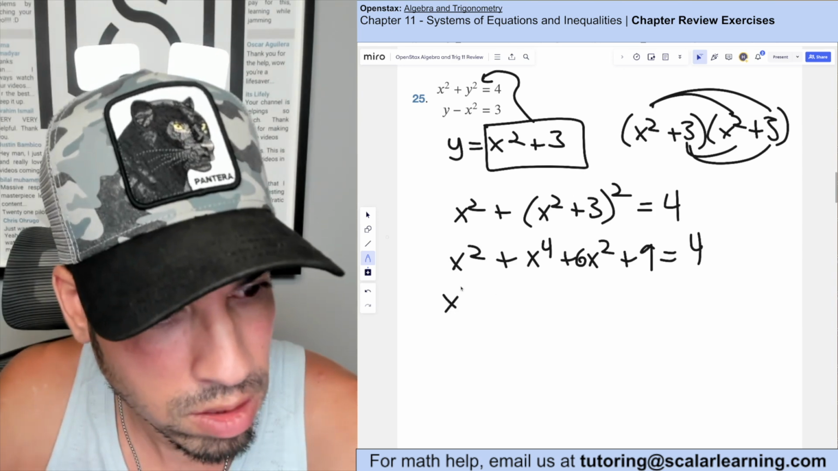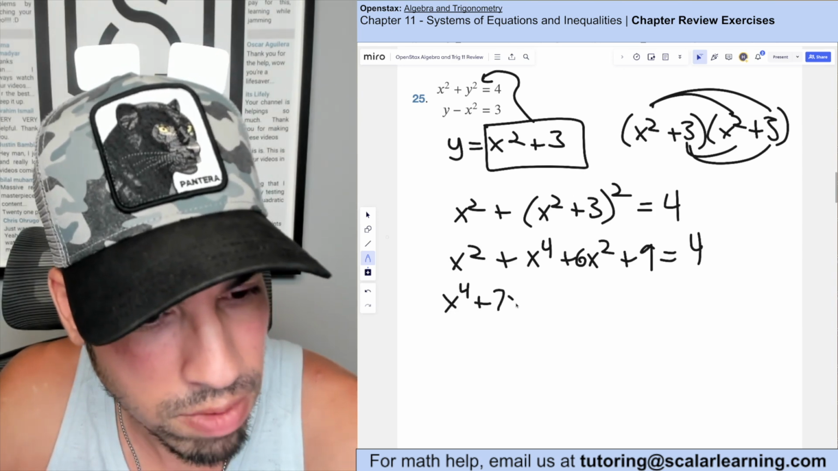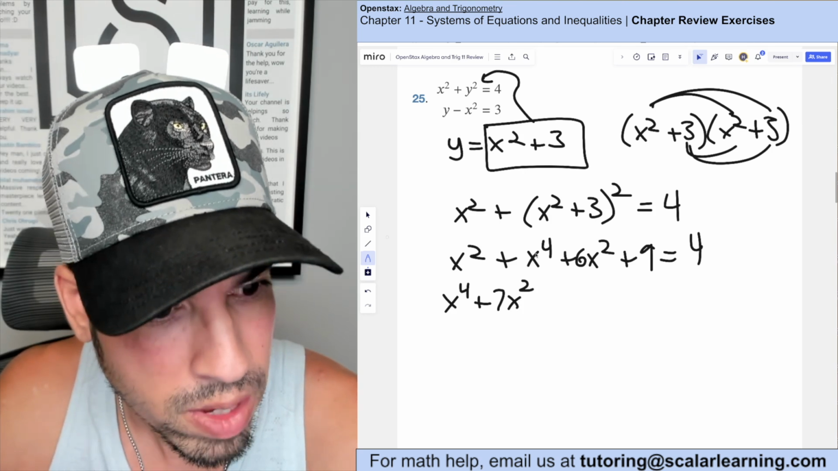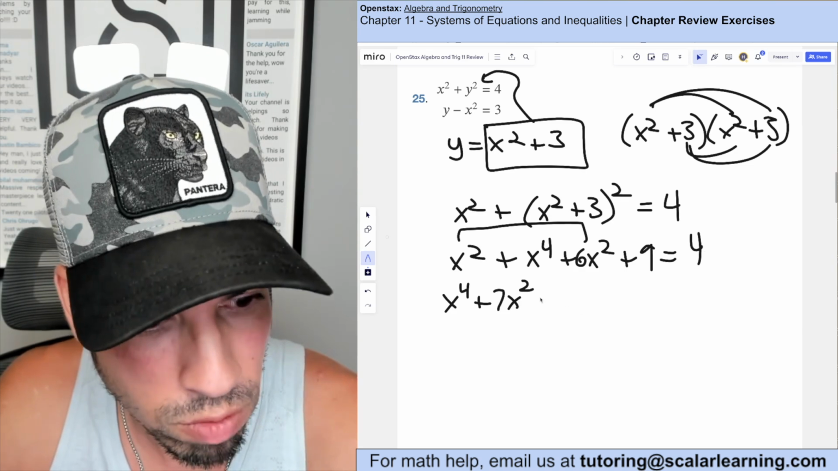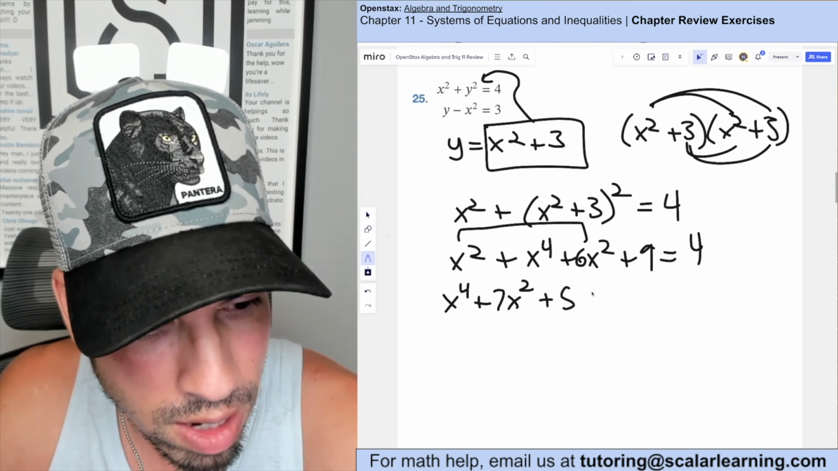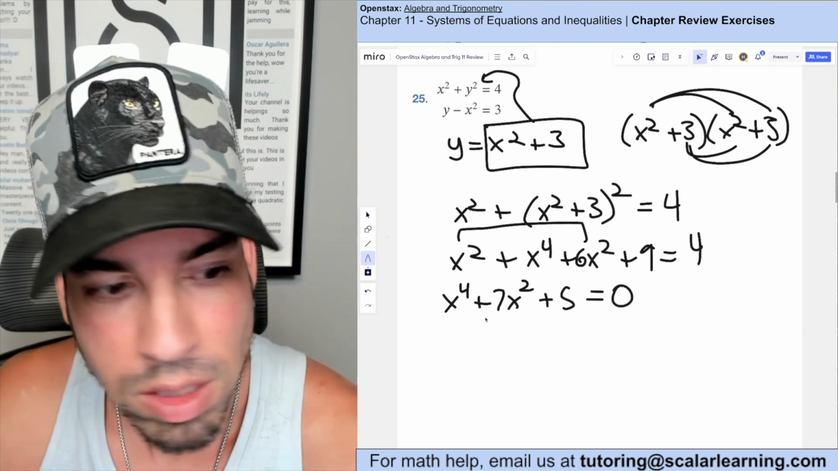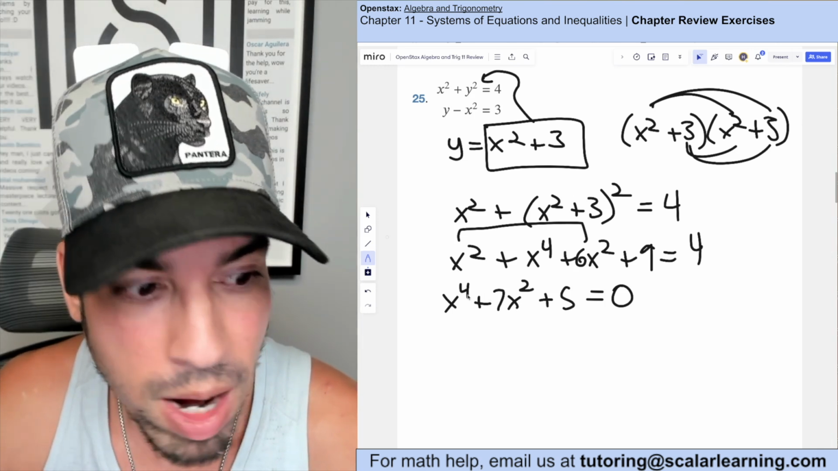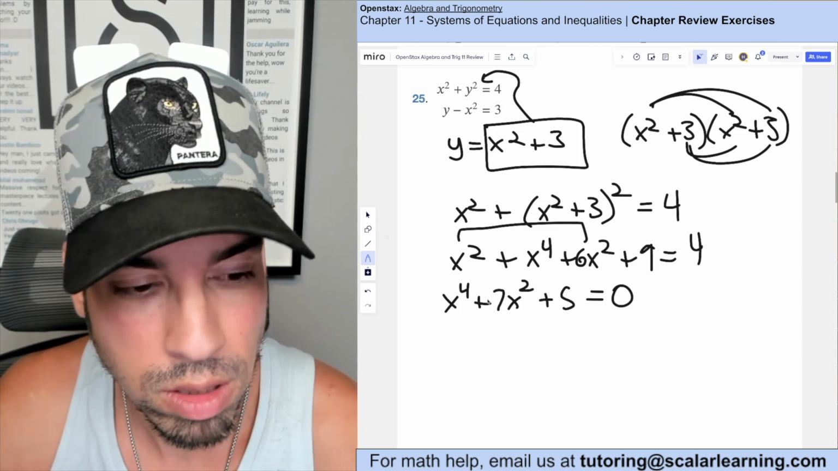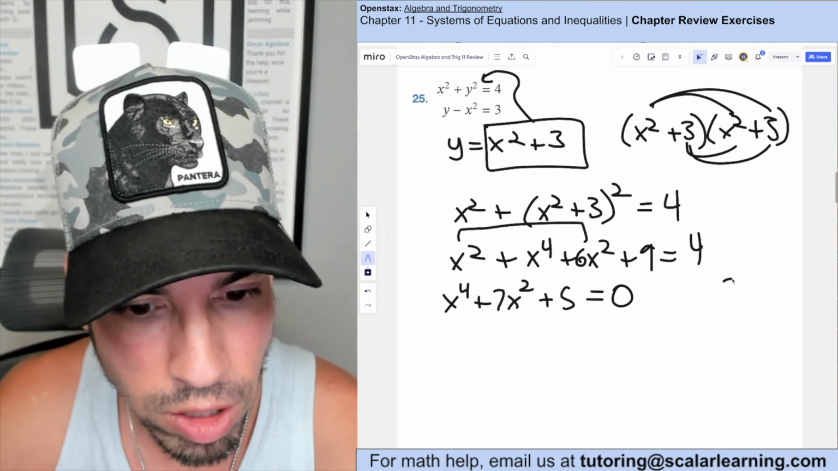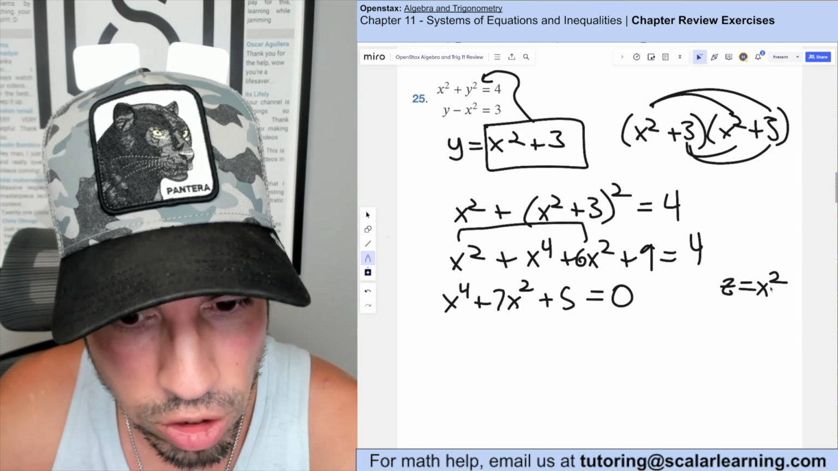And then we got x to the 4th plus 7x squared, right? X to the 4th, these make 7x squared. And then we're going to simultaneously subtract 4 from both sides, which makes that 5 is equal to 0. Now, this is not a quadratic, right? It's to the 4th power, but we can still kind of solve it like a quadratic with a little substitution, right? So I can say, let's make another variable where z equals x squared.